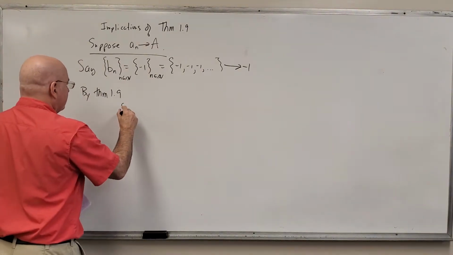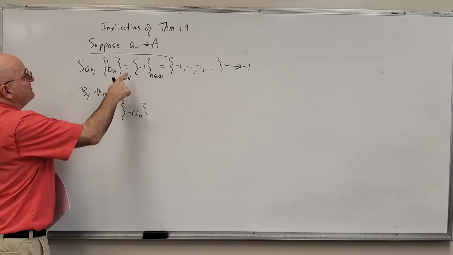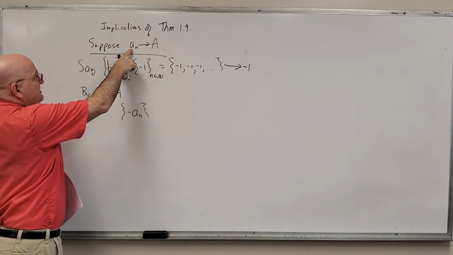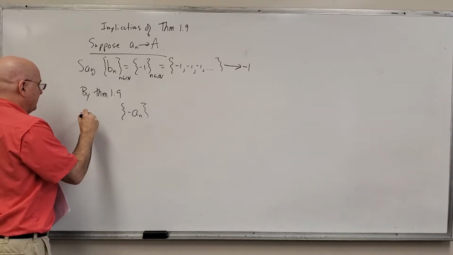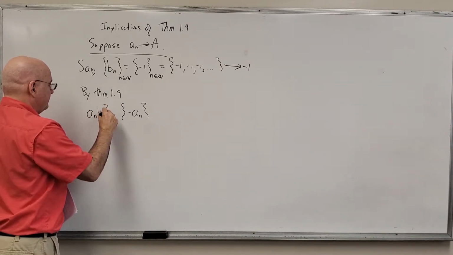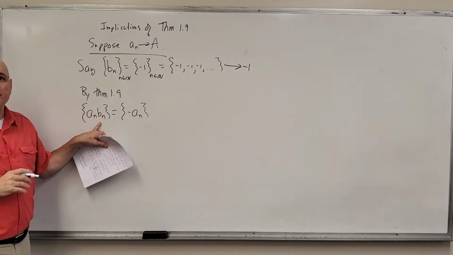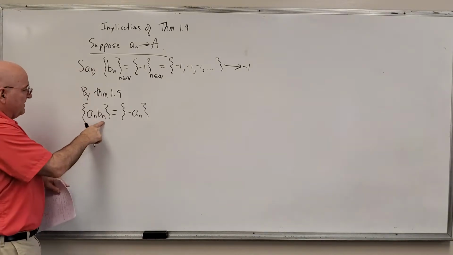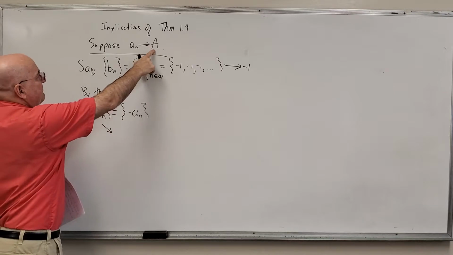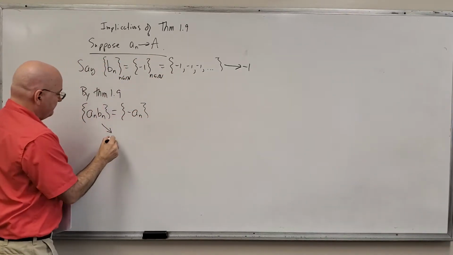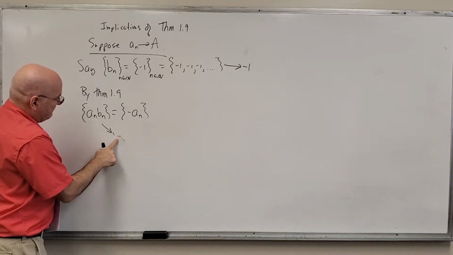So -an, so I'm changing all of the terms, I'm making the opposite of them, multiplying each one of them by -1, which is also equal to an times bn. For all n, this is true, correct? Because bn is just -1. Well, we know that this converges to AB, which is capital A times -1, which is just, I'll just write -A.